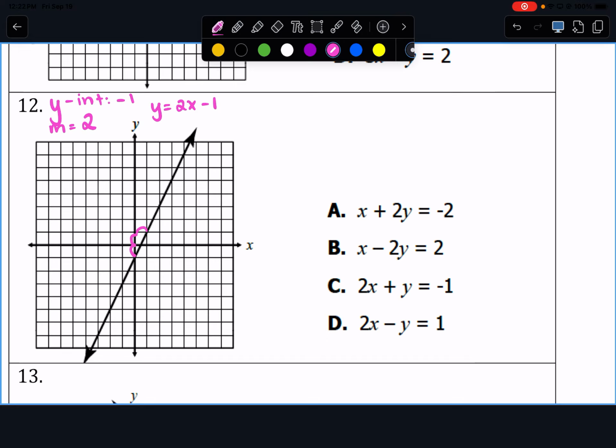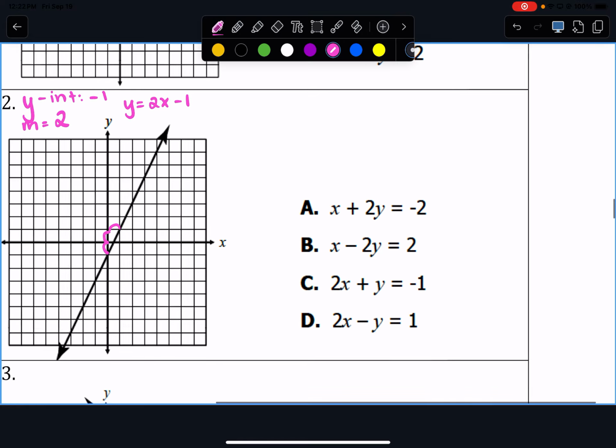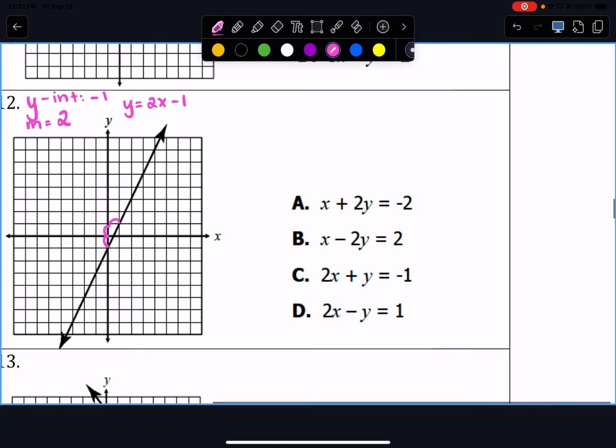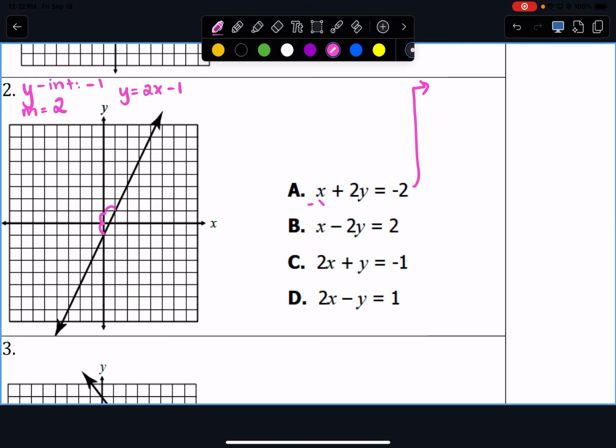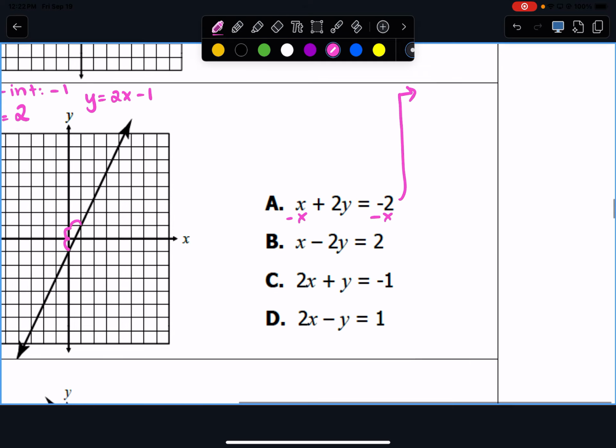So I want us to go ahead and look at A. Wrong. So what do I do to convert A? So we get 2y equals -x minus 2. What do I do from there? Divide by 2. So we get y equals negative 1/2 x minus 1. Is that right or wrong?